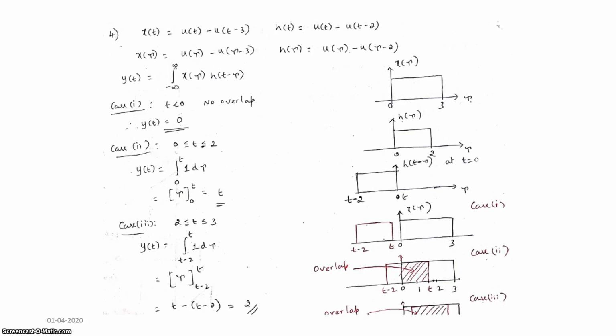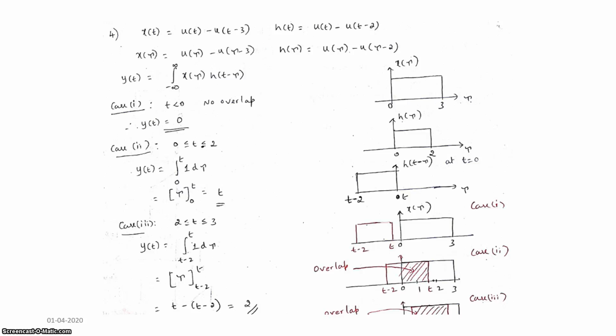And the next problem we'll discuss is where both are finite signals. So here I consider x of t is u of t minus u of t minus 3, and h of t is u of t minus u of t minus 2. So both are unit step functions, and both the signals are finite signals.